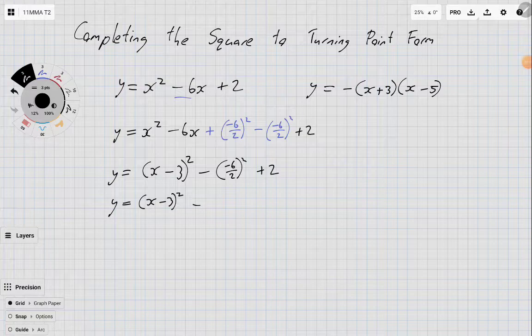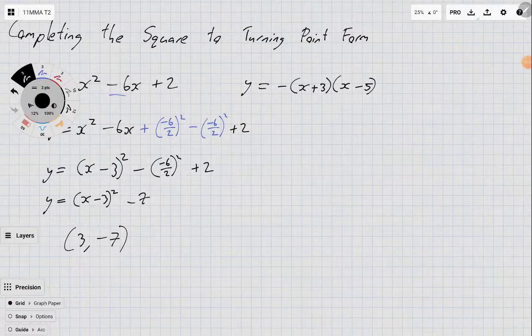Negative 6 on 2 is negative 3. Negative 3 squared is 9, so it's minus 9 plus 2. Minus 9 plus 2 is minus 7. And there it is. Turning point is (3, negative 7). You can check it on your graphics calculator if you want.